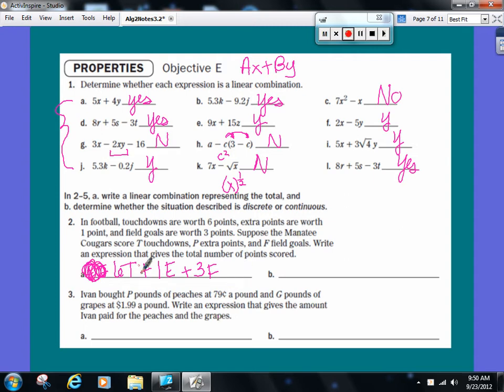Discrete or continuous? Can you have a half a touchdown? Can you have a half an extra point? Can you have half a field goal? No, that's weird. That's discrete.